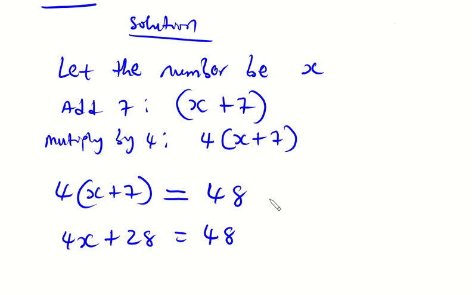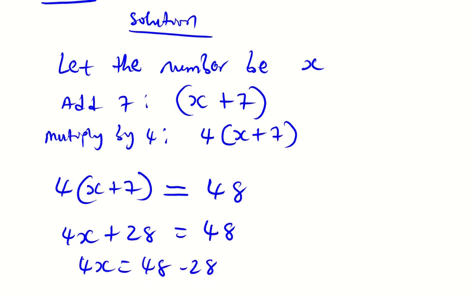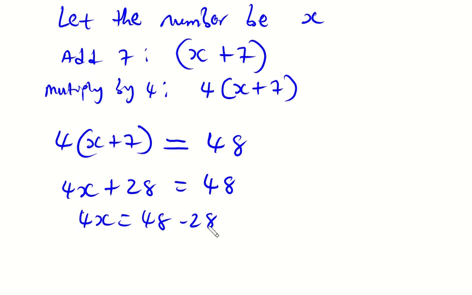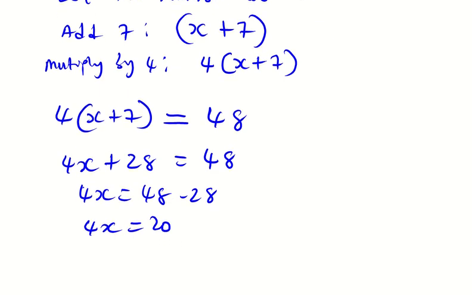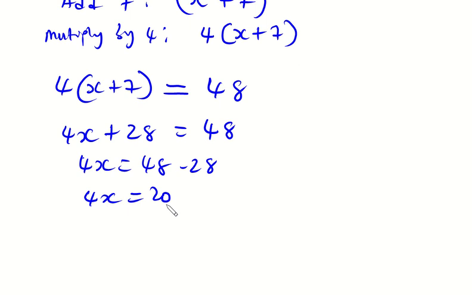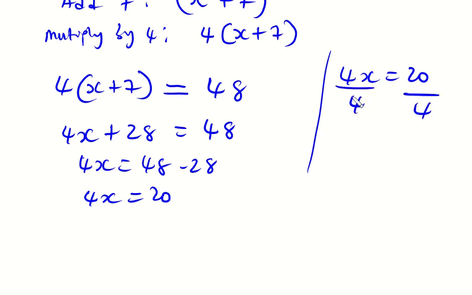Now let's continue. So move 28 to the right hand side. That will be 4x is equal to 48 minus 28. Is that okay? And then what is 48 minus 28? That's 20. So we have 4x is equal to what? 20. Now what do you think the next thing should be? Of course, we have to divide both sides by 4. When you divide both sides by 4, you are going to have over 4 here, over 4 here, right? So x is equal to 20 over 4.